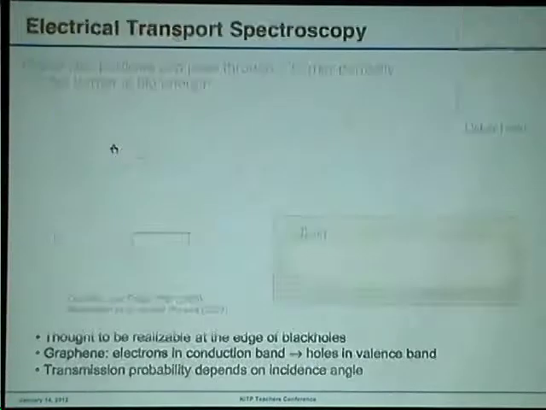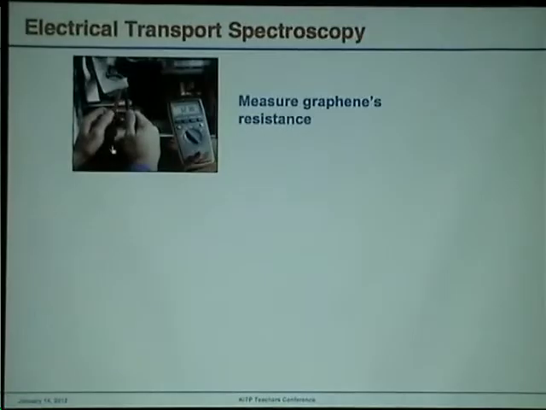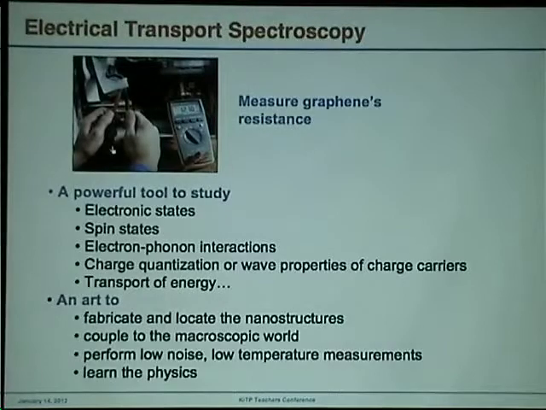Okay, so what my group does is I'm mostly interested in electrical transport spectroscopy. Okay, that sounds a bit jargonish. So what does it mean? It just means we measure its resistance. Okay, so then your next question is, do you really get a PhD for doing that? Okay, but you actually do. It's actually a very powerful tool to study the electronic states, the spin state, electron-phonon interaction, etc.